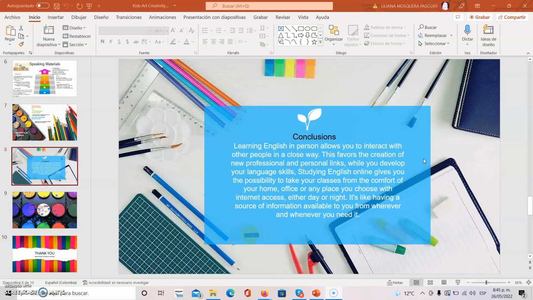Studying English online gives you the possibility to take your class from the comfort of your home or any place you choose, with internet access, either day or night. It is like having a source of information from wherever and whenever you need it.